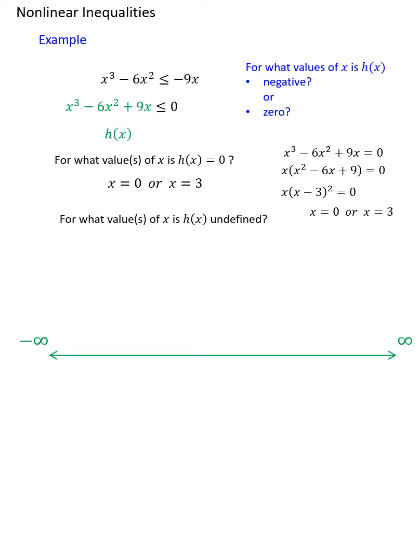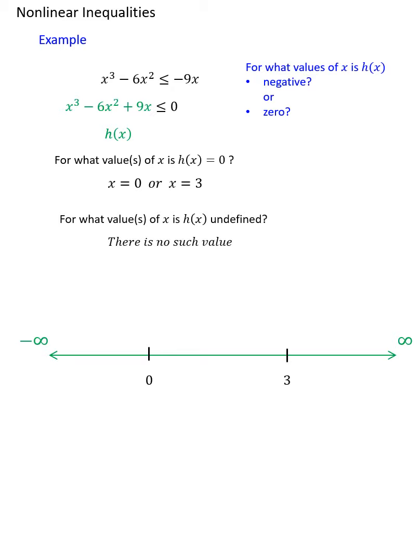If that algebra eludes you a bit, then you may want to go back and think about the equation on your own, or hit pause and do that now. But there we have it. We have the values of x for which the function is 0, and I'll put those on my number line for further analysis. Next, I have to ask, when is the function undefined? Well, this function is a polynomial, and polynomials are never undefined, or they are defined for all values of x. So there's no such value there to worry about.